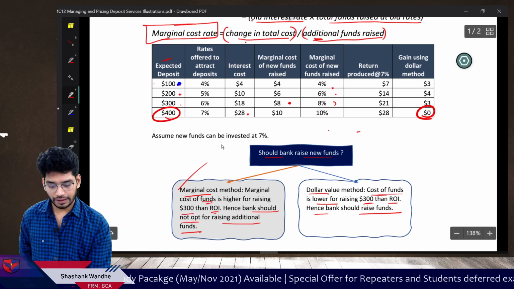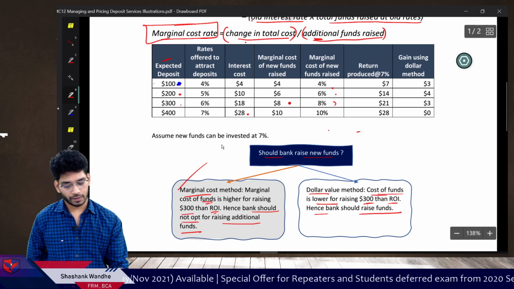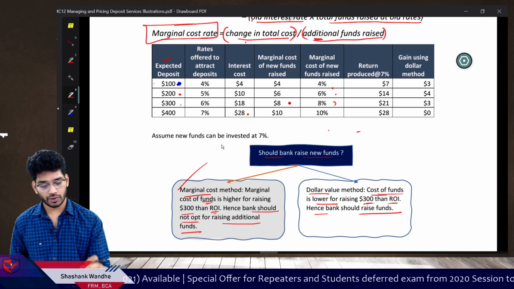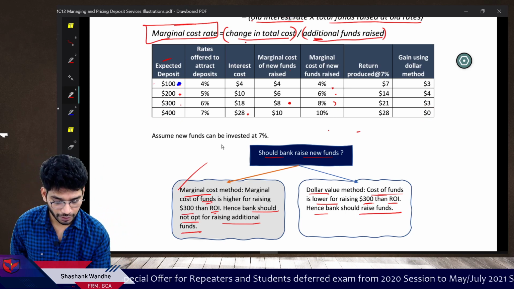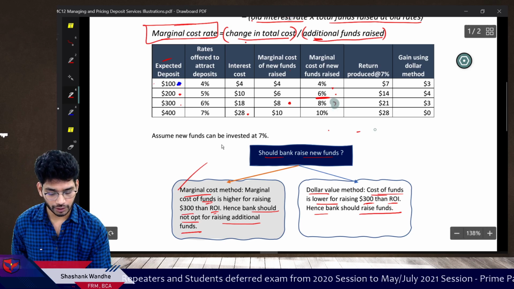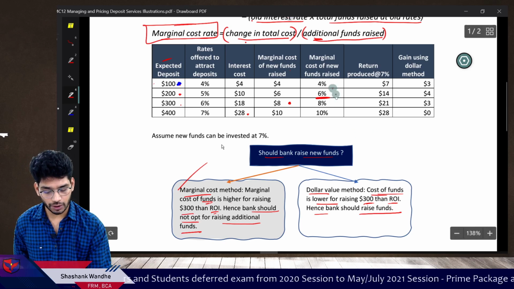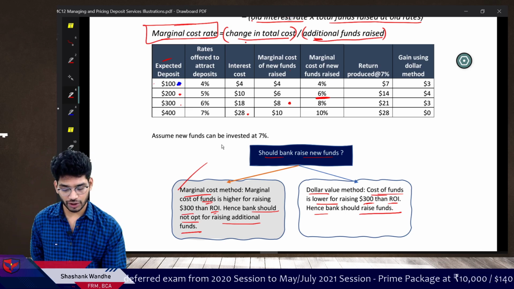Then definitely 400 is not the option because it will not produce any returns. So this is this scenario here. You are supposed to remember how this works. If you want to see the correct cutoff point for choosing the optimal solution of procurement, you have to go by the marginal cost method.